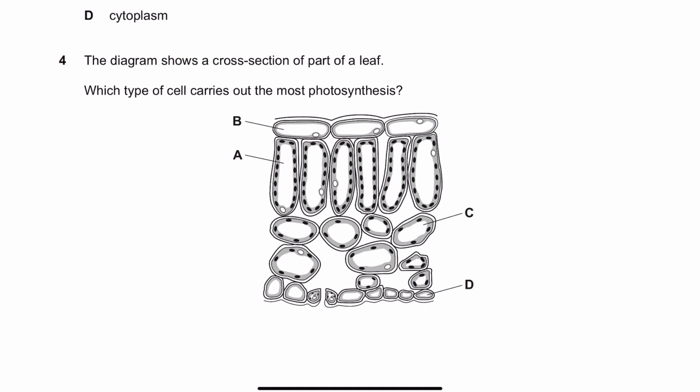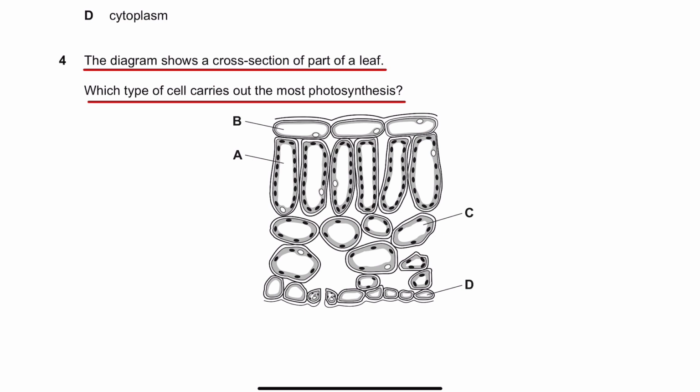Number 4. The diagram shows a cross-section of part of a leaf. Which type of cell carries out the most photosynthesis? So, which part of the cell carries out the most photosynthesis?